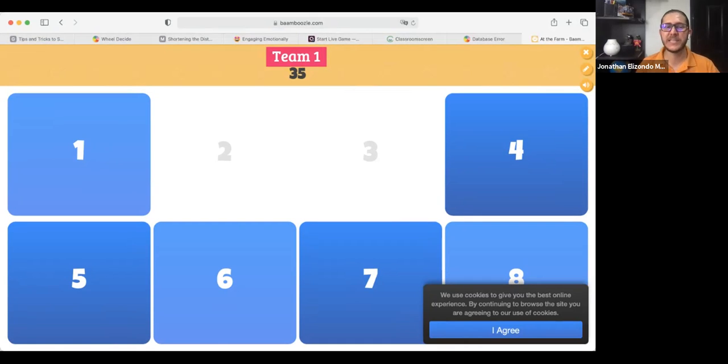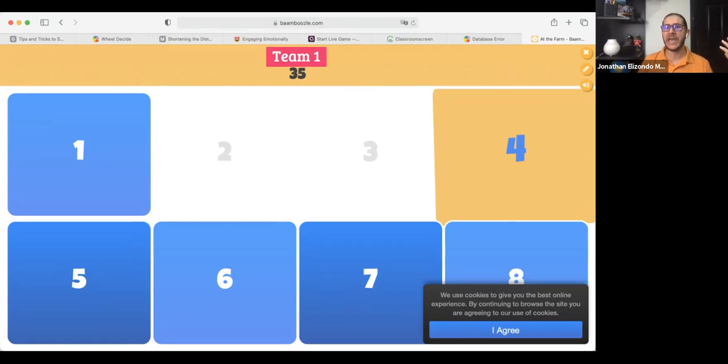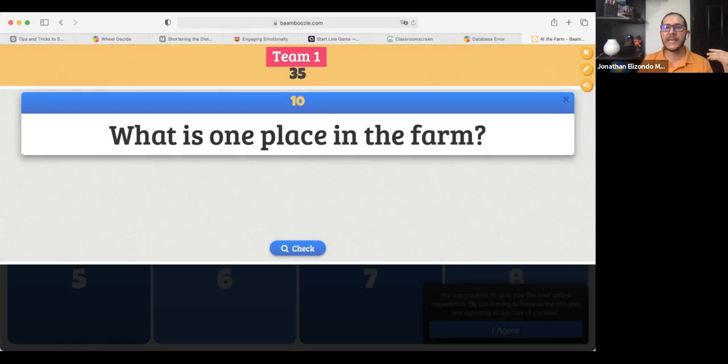Again, what we're doing here is we're using more tools that will help us engage emotionally. Students really like to play. Number 4, what is the place? What is one place in the farm? Can you mention in the chat one place that we can find in the farm?